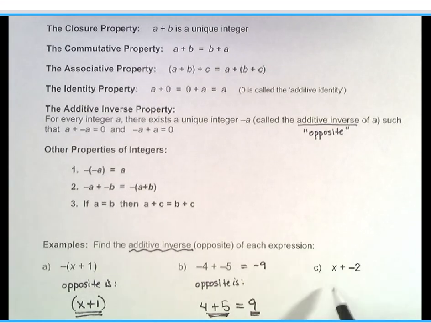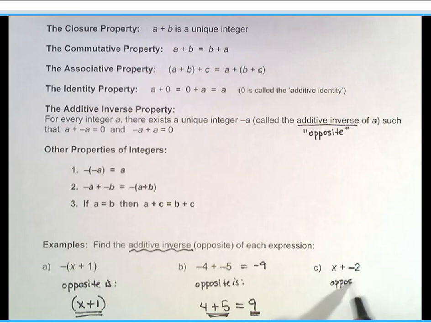And then the same thing here, if we want to find the opposite, we need to change the signs. So instead of x, we're going to have negative x, and plus, instead of a negative 2, it's going to be a positive 2. So you see how the signs just changed, and that makes it the opposite, or the additive inverse.